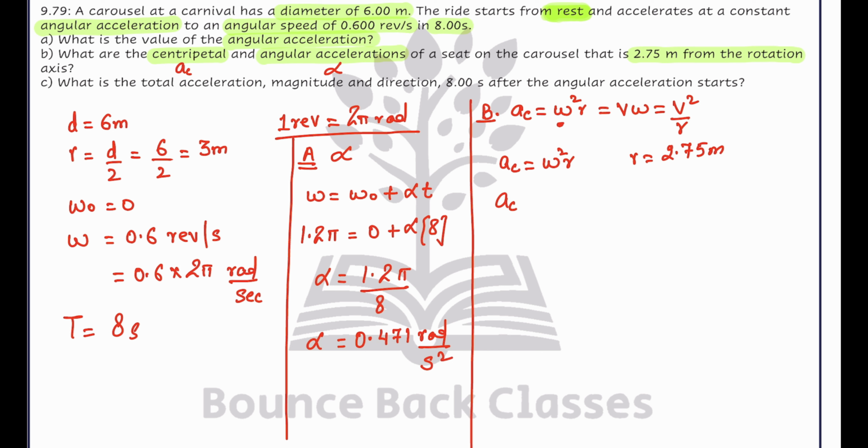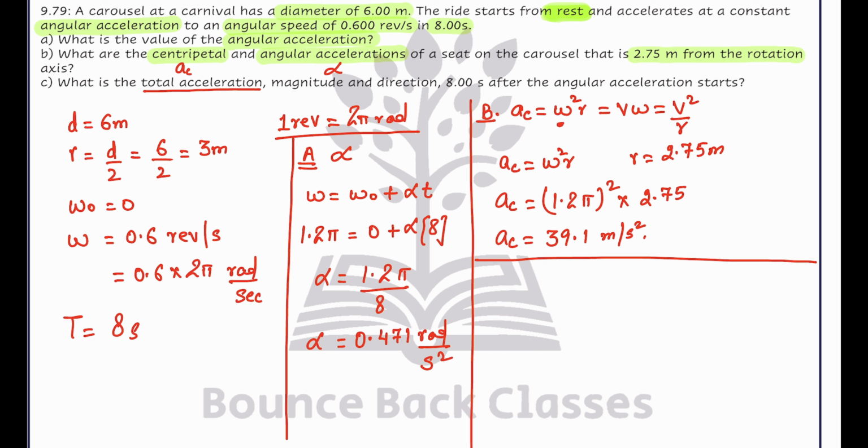Place the values. AC is equal to, what is your omega? 1.2 pi, squared. What is r? Multiply by 2.75. Then what is your answer? Solve it. So our answer is 39.1 meters per second square. Clear, guys? Okay, so now we have the last question. What is the total acceleration? Part C, that is the easiest one.